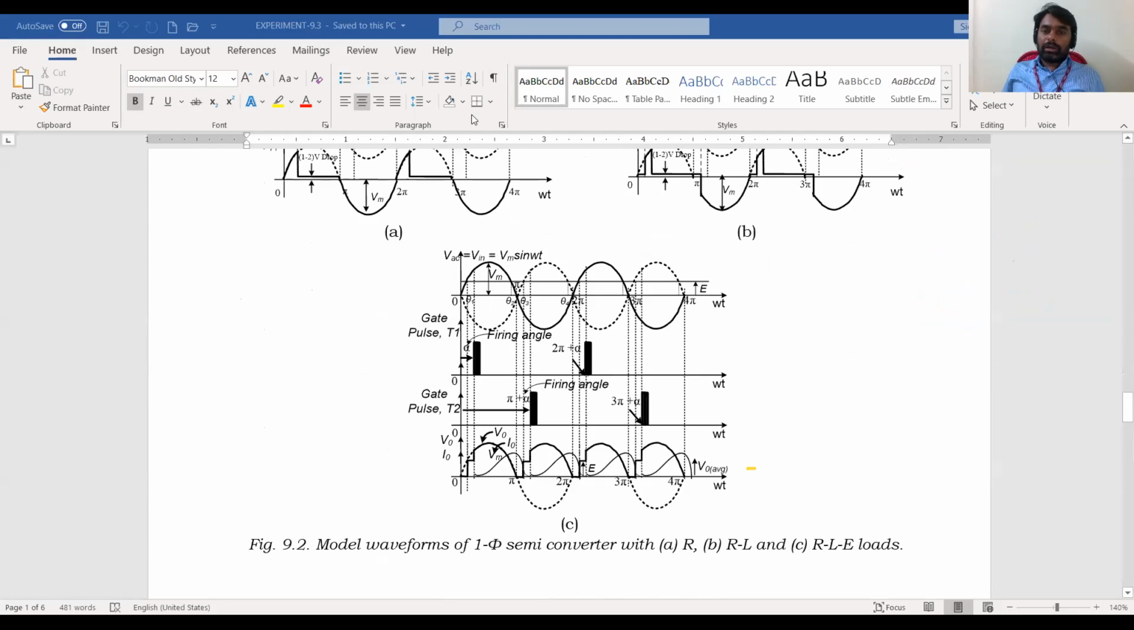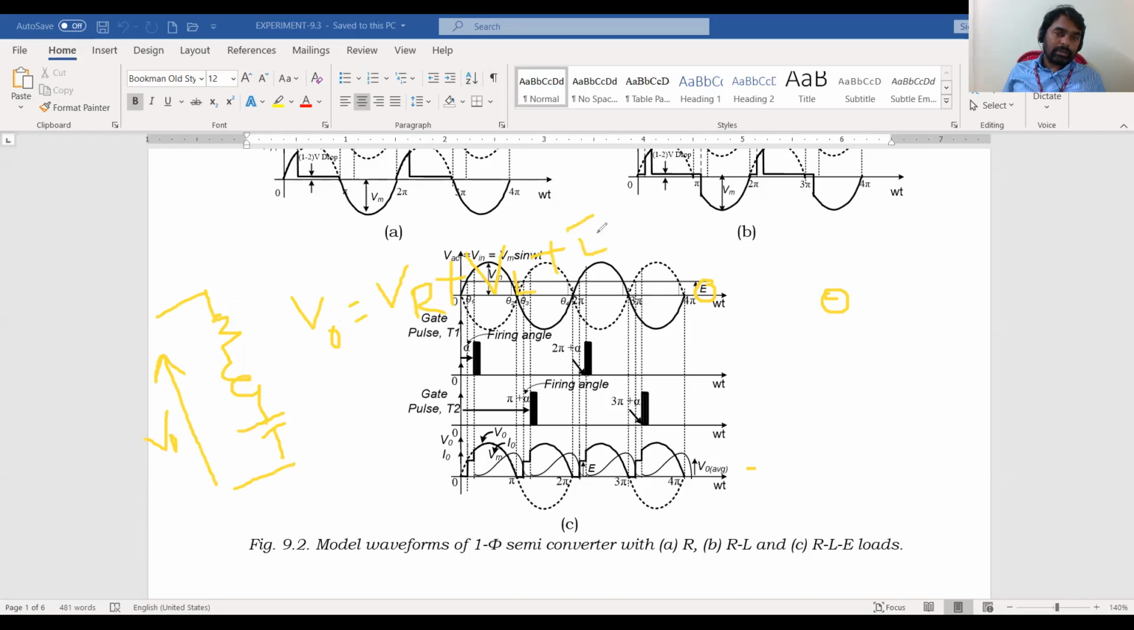Now we'll move on to RLE load. Here also same thing. I told you in the last video lecture that you can find the battery voltage here. Now the load is RLE load: resistance, inductance, and battery. So the net voltage across the load, I can write V0 equal to the voltage across resistance, voltage across inductance, and voltage across battery. So this is the net voltage across the load.